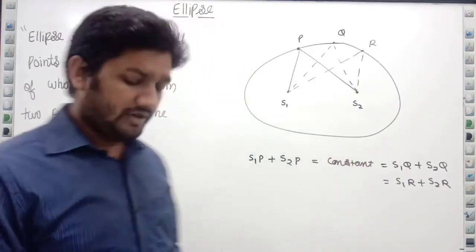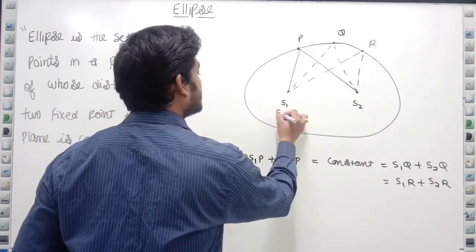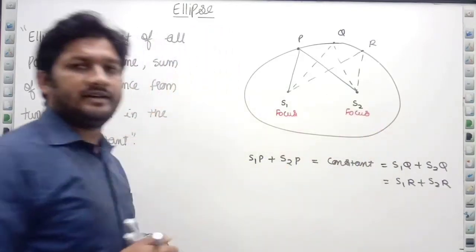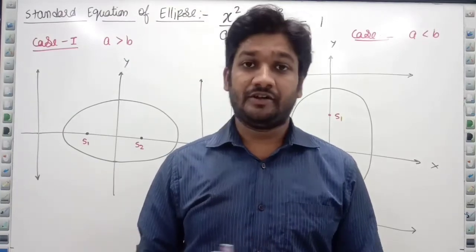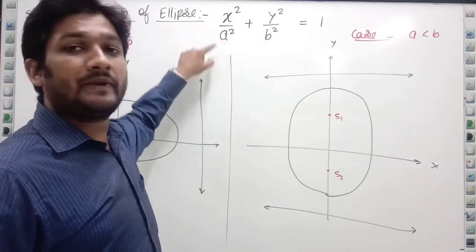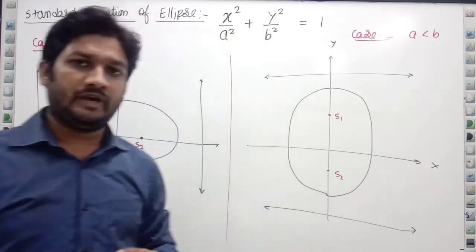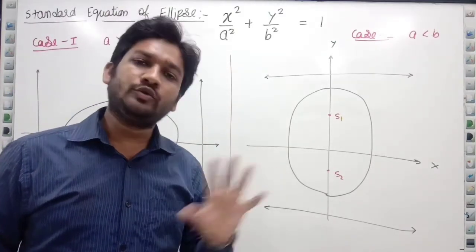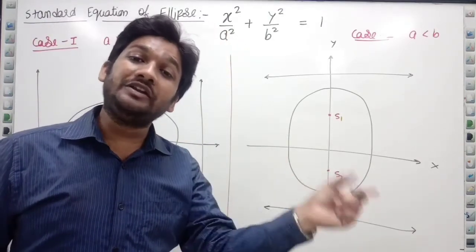Now in the ellipse, the two fixed points are called focus. Like in parabola we have four standard equations, in ellipse we have only one equation, that is x square by a square plus y square by b square equal to 1. The derivation of this equation, I will be preparing a separate video. You can watch how we form this equation by the definition of conic section.